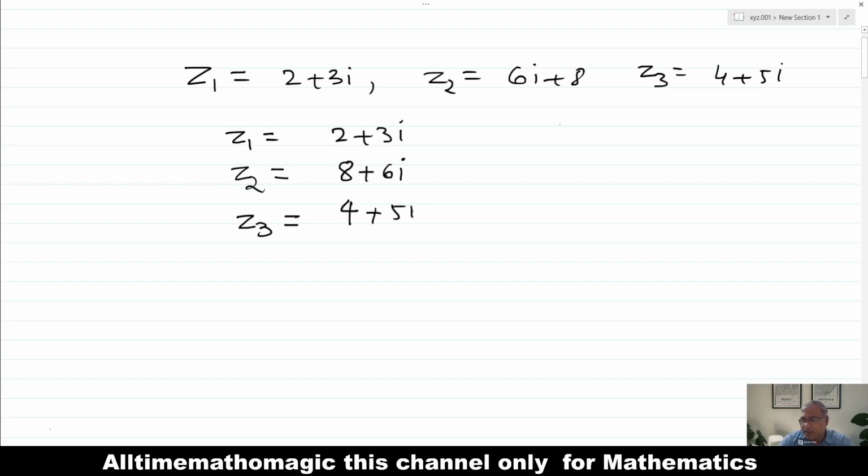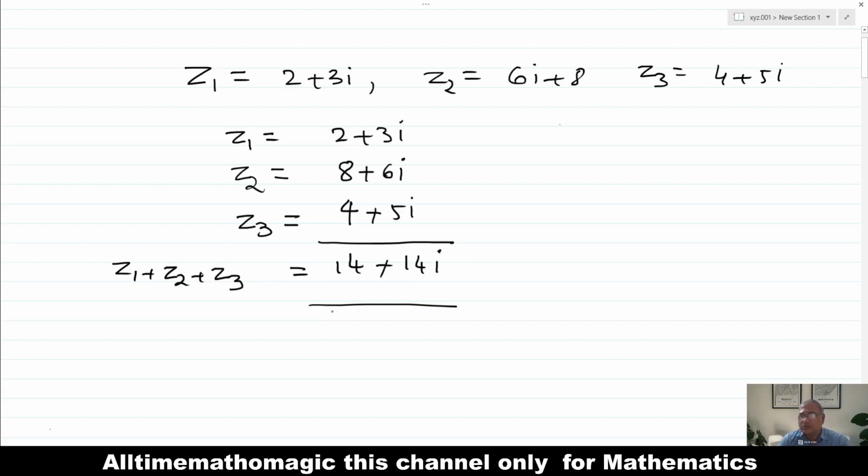So 4 plus 5i. Then we add all the real parts: 2 plus 8 is 10, and 10 plus 4 is 14. And the imaginary parts: 3 plus 6 is 9, 9 plus 5 is 14, so 14i. So we got 14 plus 14i, that is nothing but Z1 plus Z2 plus Z3. This way we can add complex numbers.